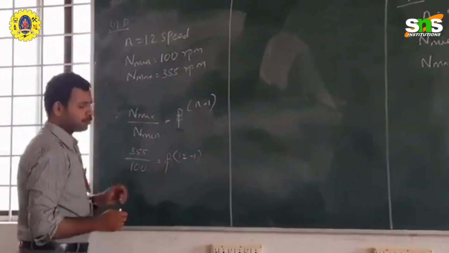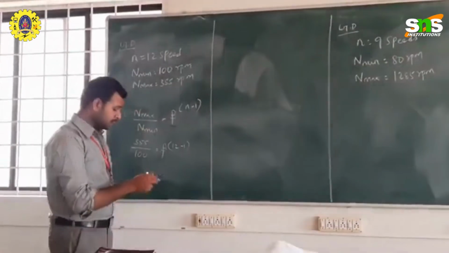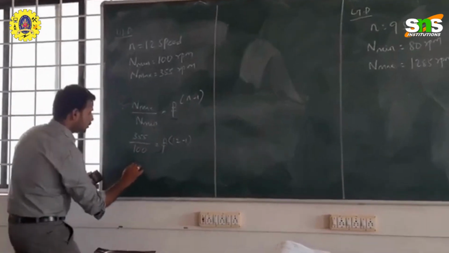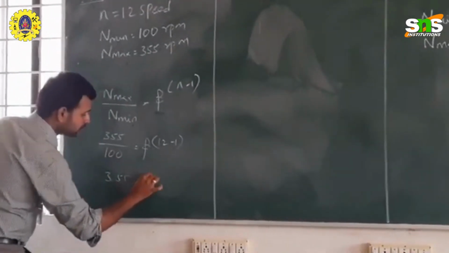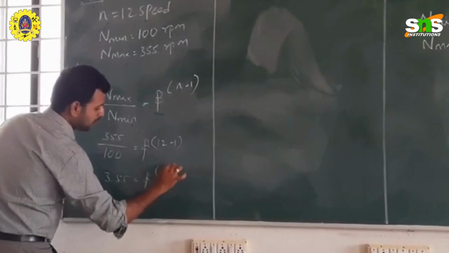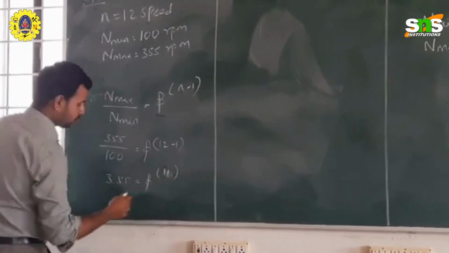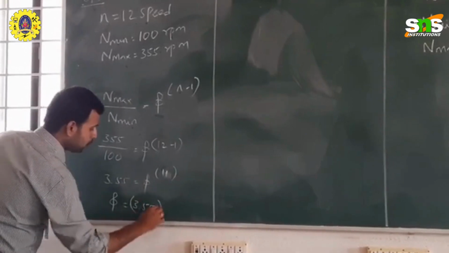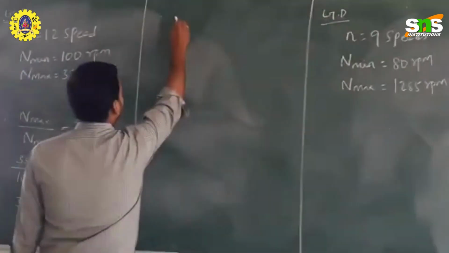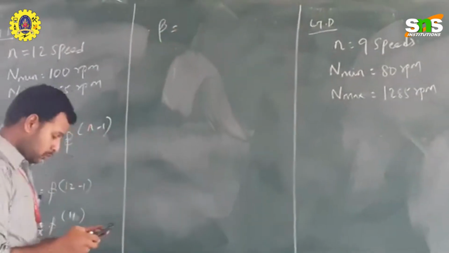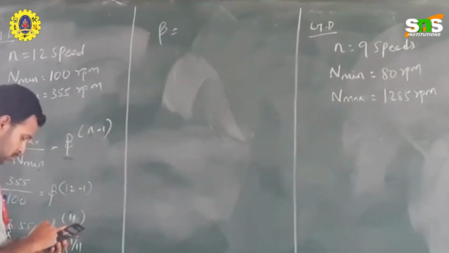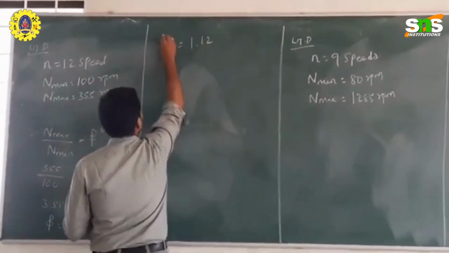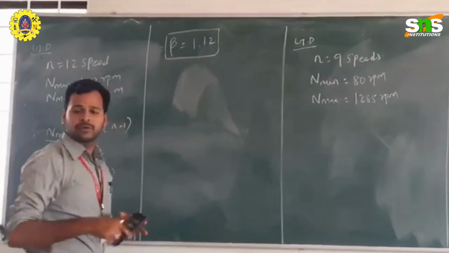So 355 divided by 100 is equal to 3.55, which equals psi to the power 1 by 11. So psi is equal to 3.55 whole power 1 divided by 11. So the psi value becomes 1.12. So this is our psi value.